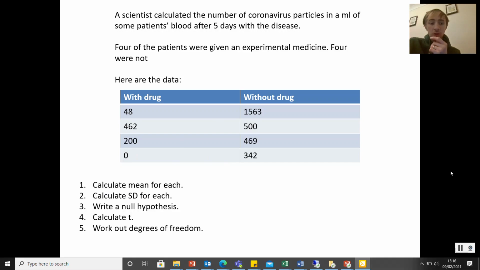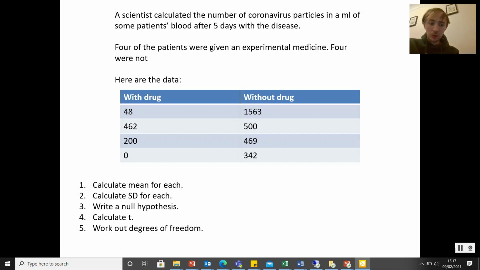And here's what I'd like you to do with this data. 1, calculate a mean for each. That should be very straightforward. You can call that x bar 1 and x bar 2. Calculate the standard deviation for each is longer and more difficult. Did that last week. In all honesty, you just need to do it. Write a null hypothesis. Well, that's, again, fairly straightforward. Calculate t, if you're using your equation properly, shouldn't be too hard.